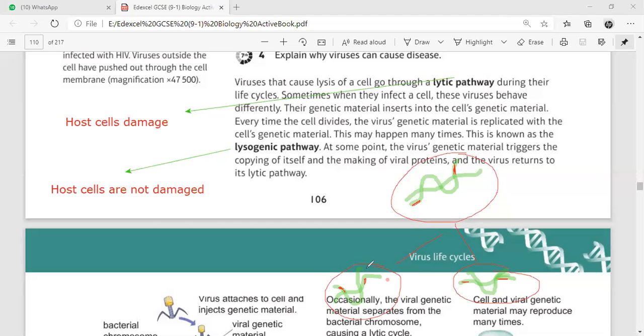So for example, these are the white blood cells, okay? And these white blood cells seem normal, but actually they have viral DNA present in them. It is spreading slowly, correct? You understood this point, isn't it?